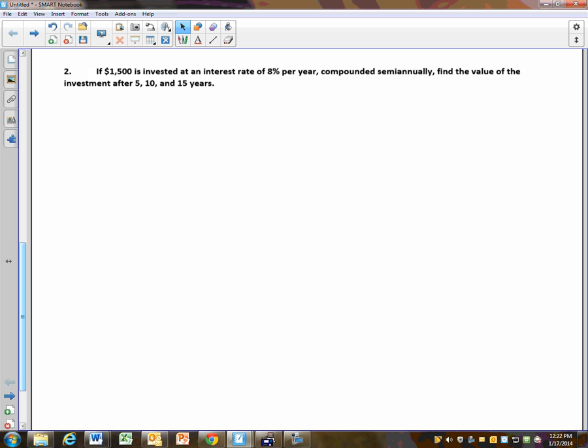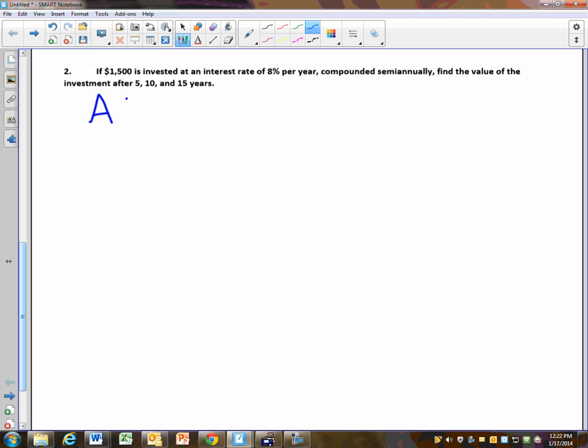So here we go. $1,500 invested at an interest rate of 8% per year, compounded semi-annually. Find the value of the investment after 5, 10, and 15 years. So yesterday we solved an exponential equation. We also plugged some values in. Today you're going to get used to using this formula. And the formula is what is listed above.